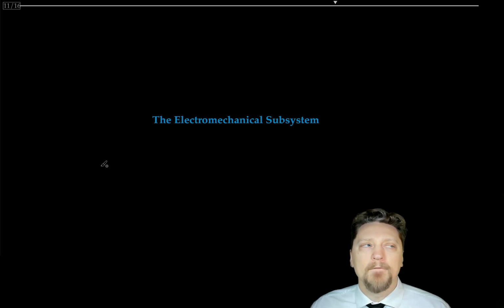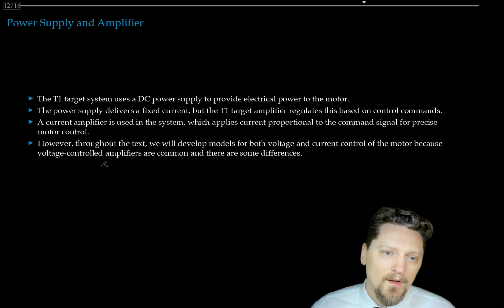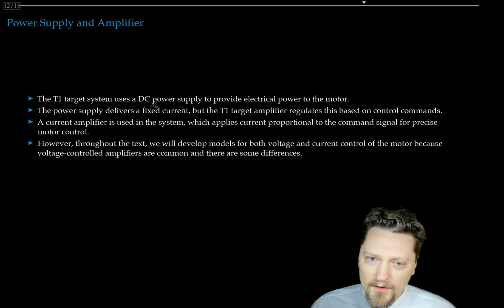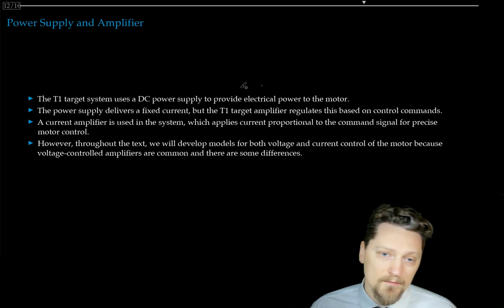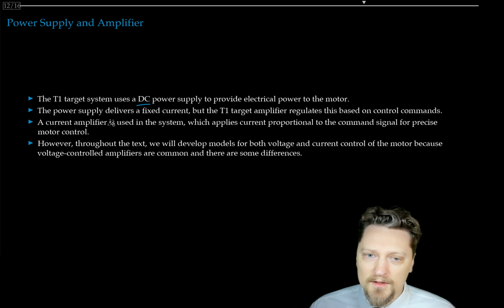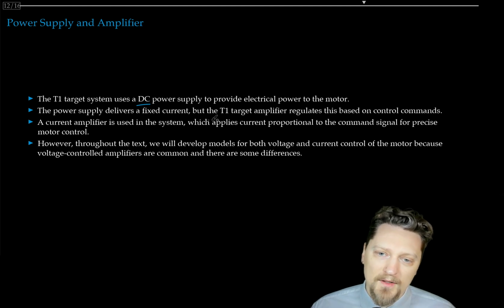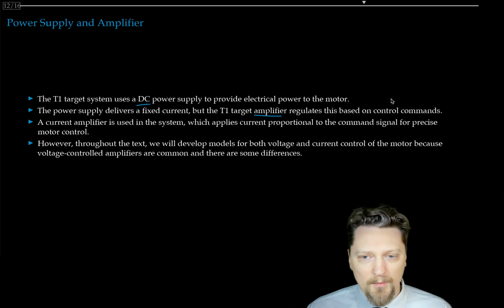Okay, did the UI subsystem. Here's the electromechanical subsystem. The T1 target system uses a DC power supply to provide electrical power to the motor. So it's a DC motor. The power supply delivers a fixed current, but the T1 target amplifier regulates this based on control commands.